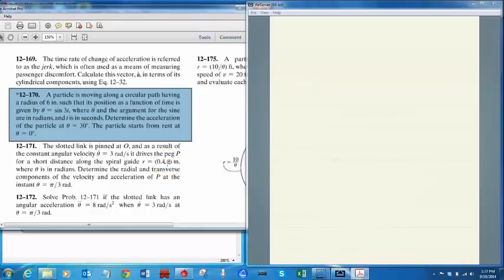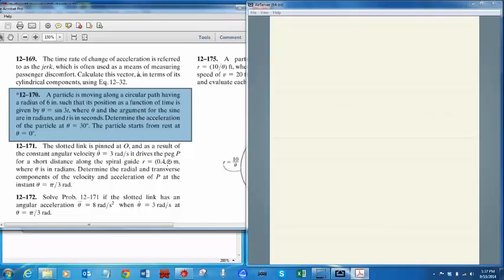Okay, this is about trying to solve problem 12-170, which you can see on the screen. It says a particle is moving along a circular path having a radius of 6, such that its position is given by theta, and everything's in radians. What they want is the acceleration of the particle when theta is 30 degrees. They give the initial condition that it starts from rest when theta equals 0.